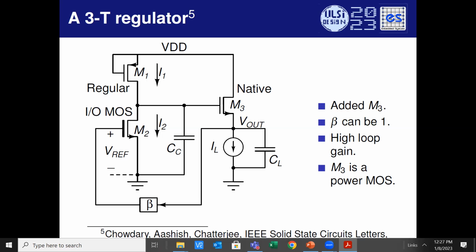This node is stable only when this node is equal to VREF, right? Why? Because I1 and I2 are required to be equal. I1 and I2 are going to be equal only when VGS of M2 is equal to VREF, right? That's what you got from all of the maths earlier. Fine. If this is equal to VREF, then Vout is equal to VREF. As straightforward as that.